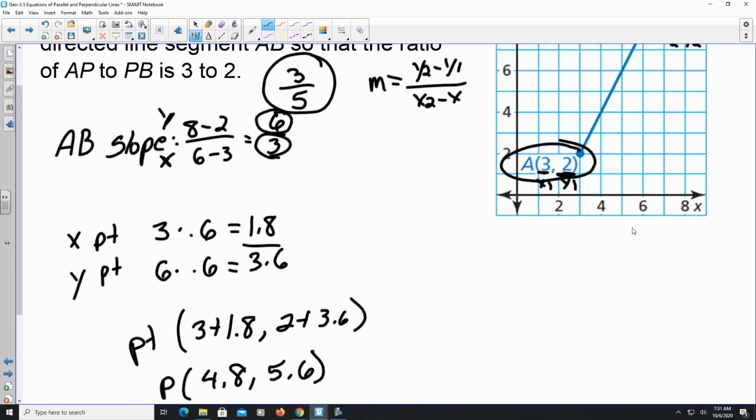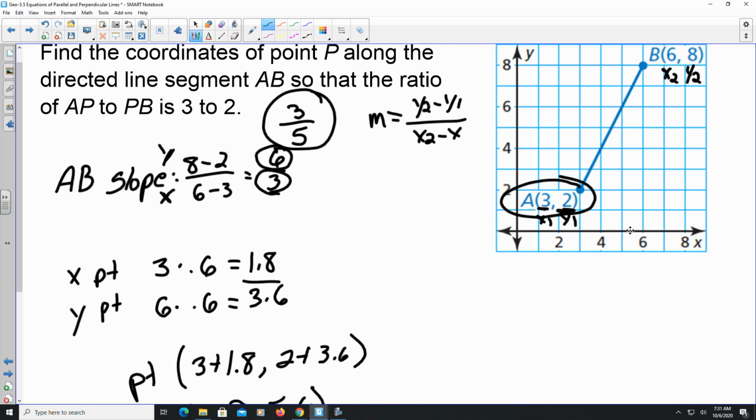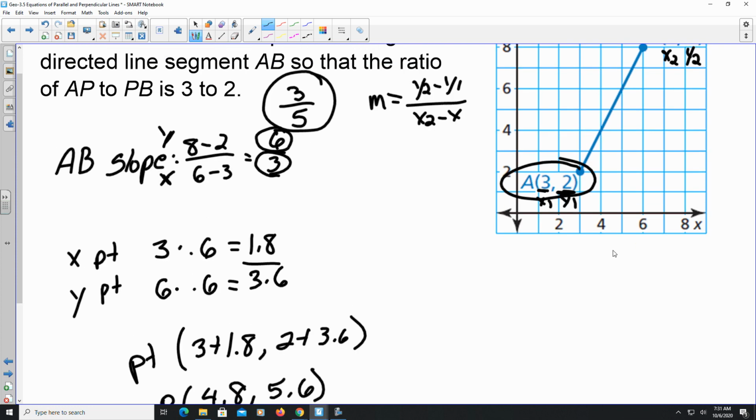So 4.8 is really close to 5. So I'll say it's like right here. And 5.6.